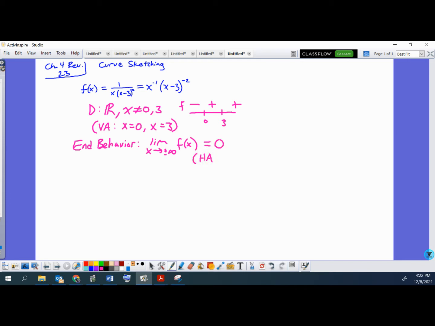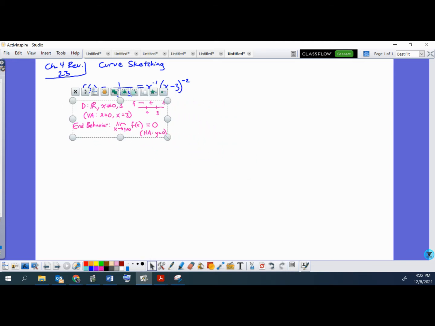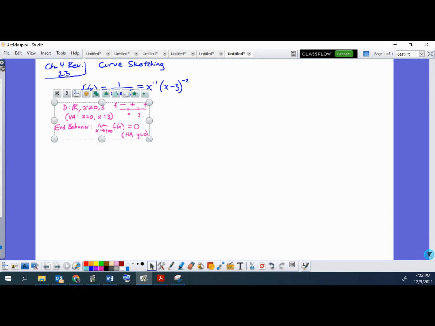HA: y equals 0. I'm saying some things a couple different ways. You don't necessarily have to say them all these ways. Depends on, obviously, answer whatever questions are asked. And then aside from that, if you're sketching a graph, identify the details that are useful to you. Here, I'll make all this blue since it was all from f. Now I'll switch colors.